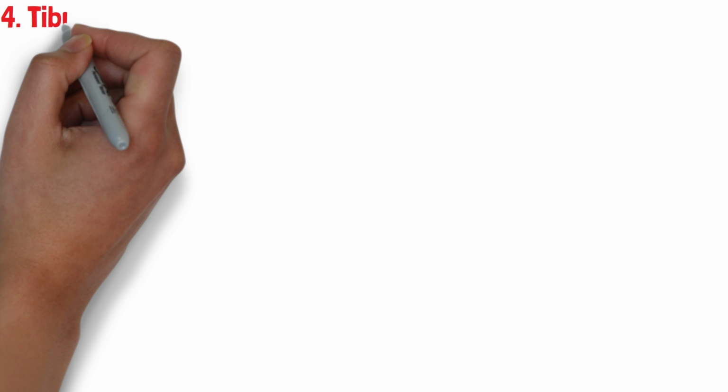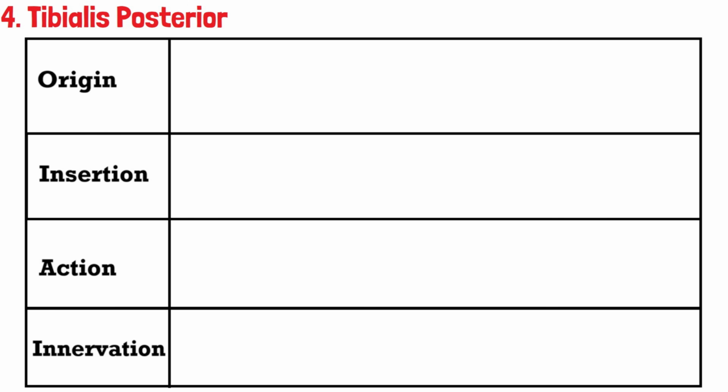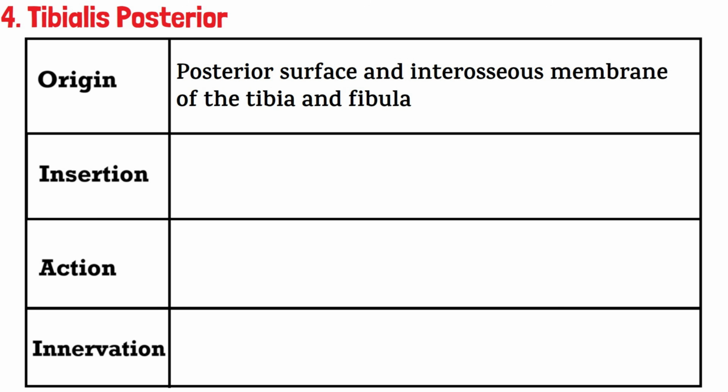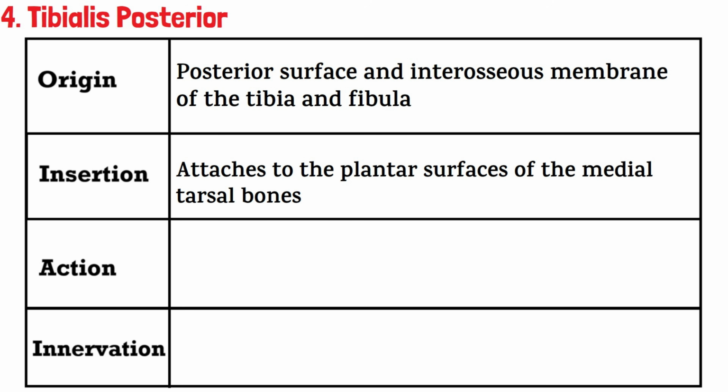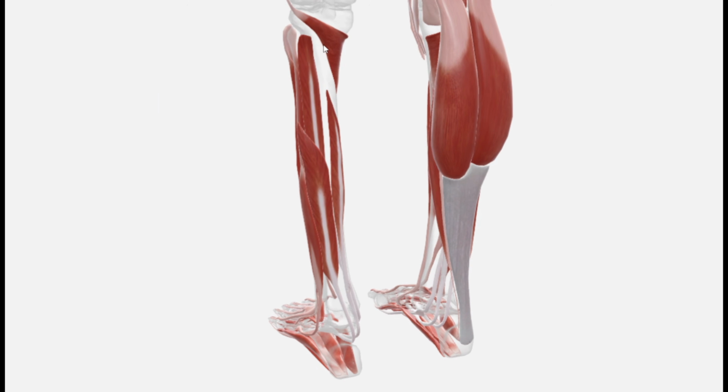Last muscle of the posterior compartment is the tibialis posterior. It originates from the posterior surface and the interosseous membrane of the tibia and the fibula, and attaches to the plantar surface of the medial tarsal bones. The action of the muscle is inversion and plantar flexion of the foot. It is supplied by the tibial nerve.